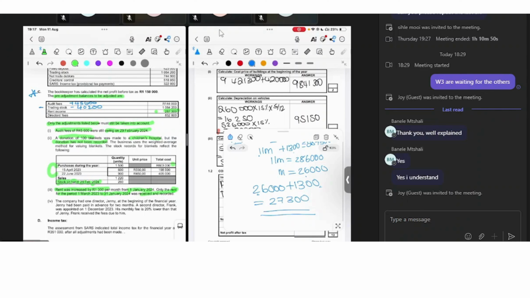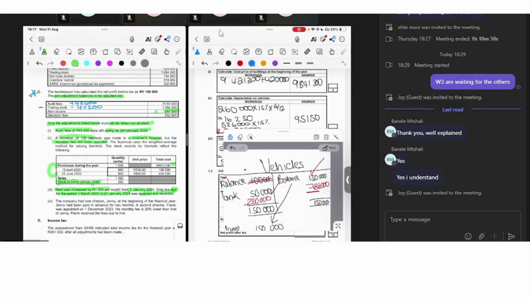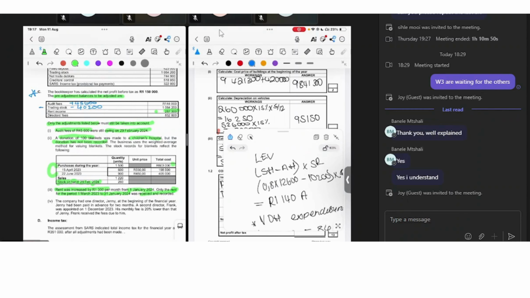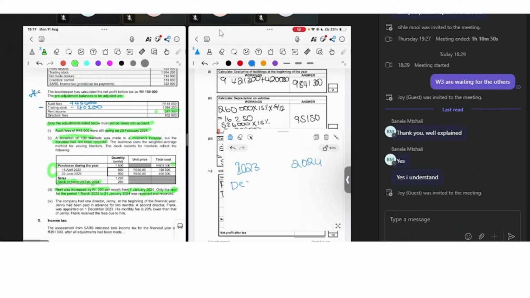The reason is, okay, let's make an example. I need to start erasing. Let's say we have 2023 and we have 2024. This is December 2023, and then we have January 2024. So let's say your lease ends in December, and then you have a new lease once you get to January. And that's when the landlord can increase the rent. So then we need to calculate.